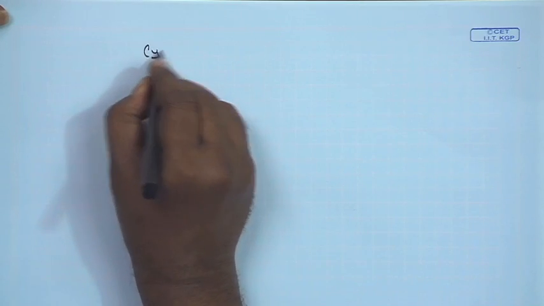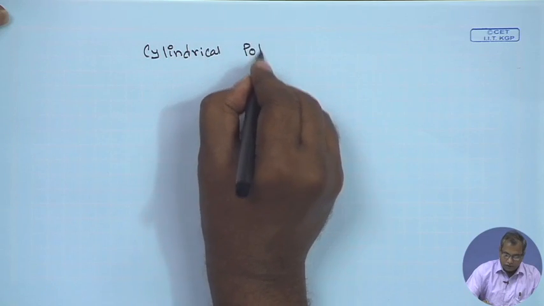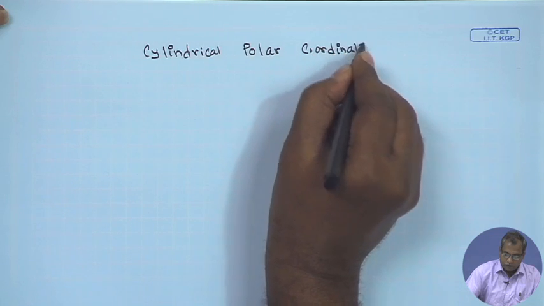So, now in the last few classes we have looked in detail at how the governing equation takes the form in the rectangular coordinate system and their solution. Now, from this class onwards, we will be looking into the cylindrical polar coordinate system, and later on we will be moving over to the spherical polar coordinate system. So, first we will be talking about the cylindrical polar coordinate system.